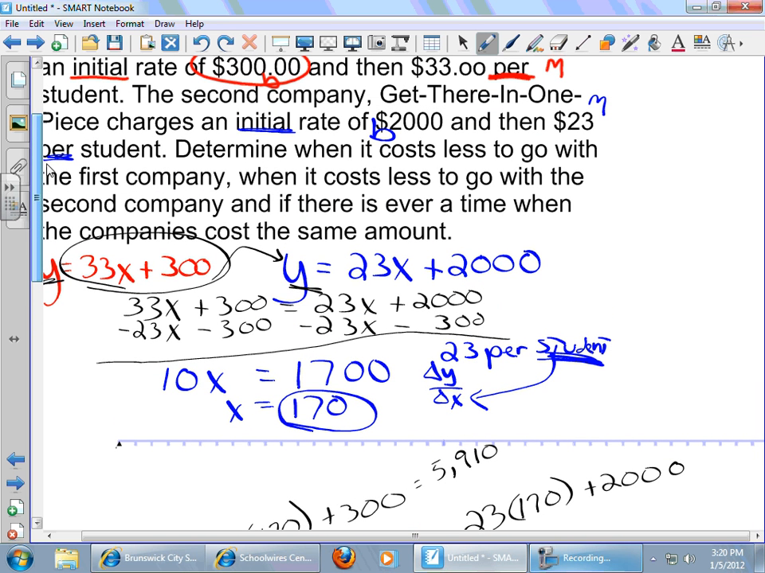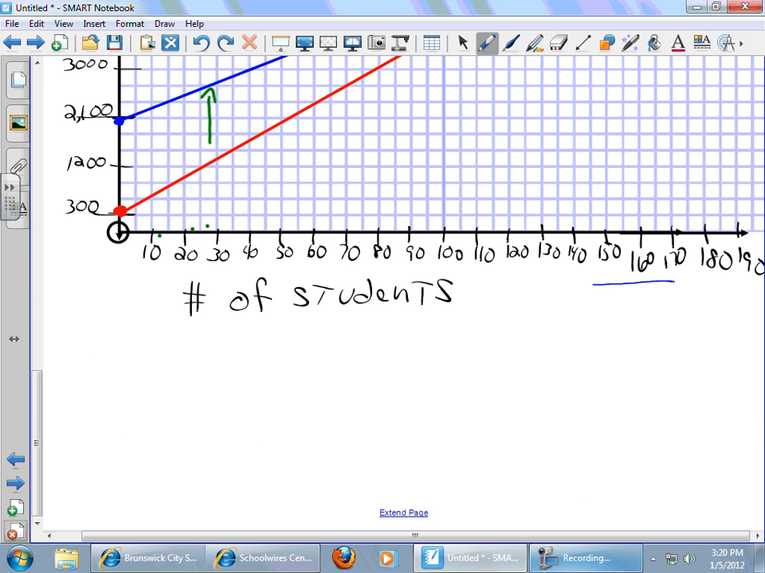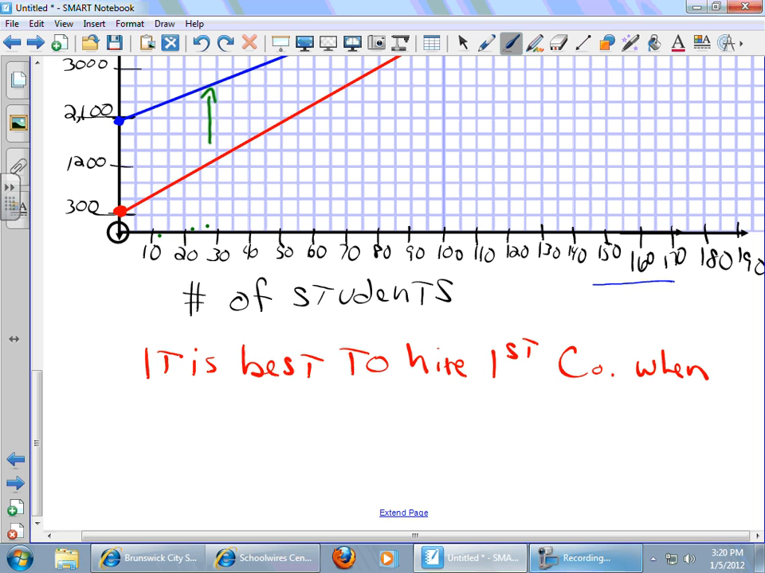All right, so determine when it costs less to go with the first company. Well, the first is the red one, so it's best to go with the red one. And I'll be cute and write that in red. It is best to hire the first company when taking less than 170 students.